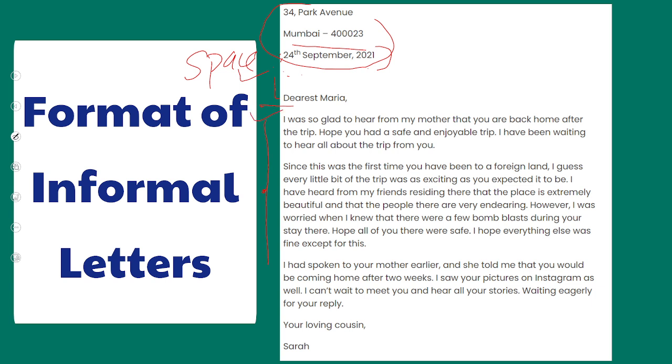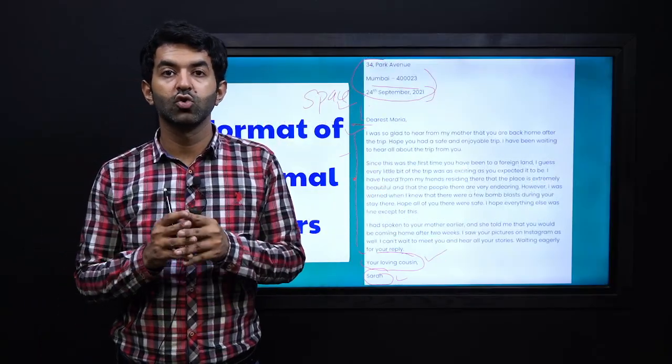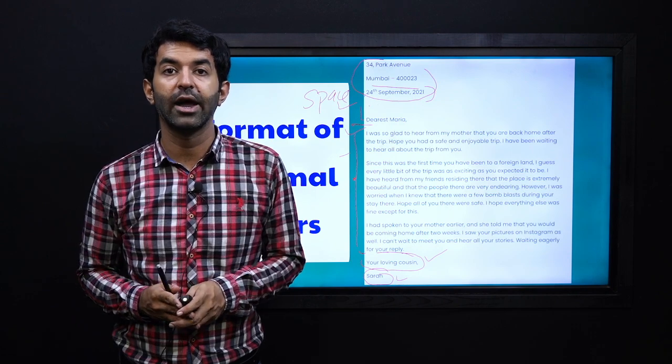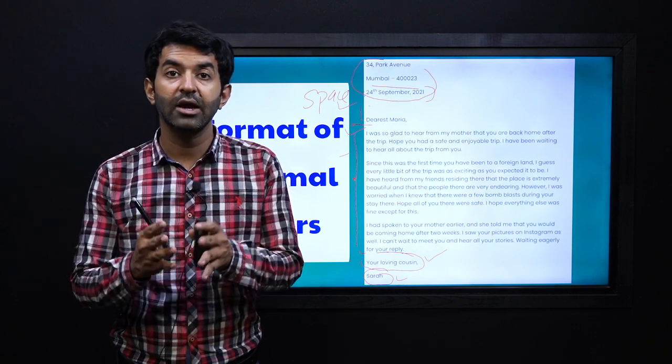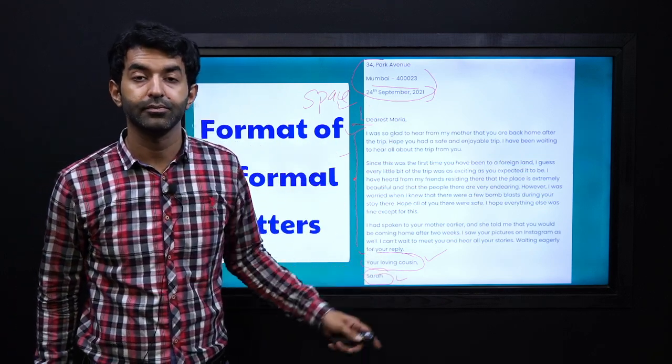This is the body of your letter, it contains different paragraphs, and then you can conclude it with a closing remark like your loving cousin, your brother, your friend, etc., and then your name at the end. So this is how you're going to write a proper informal letter. There is no need to write a subject like we used to write in the formal letter. Start everything from the left and end it on the left as well.